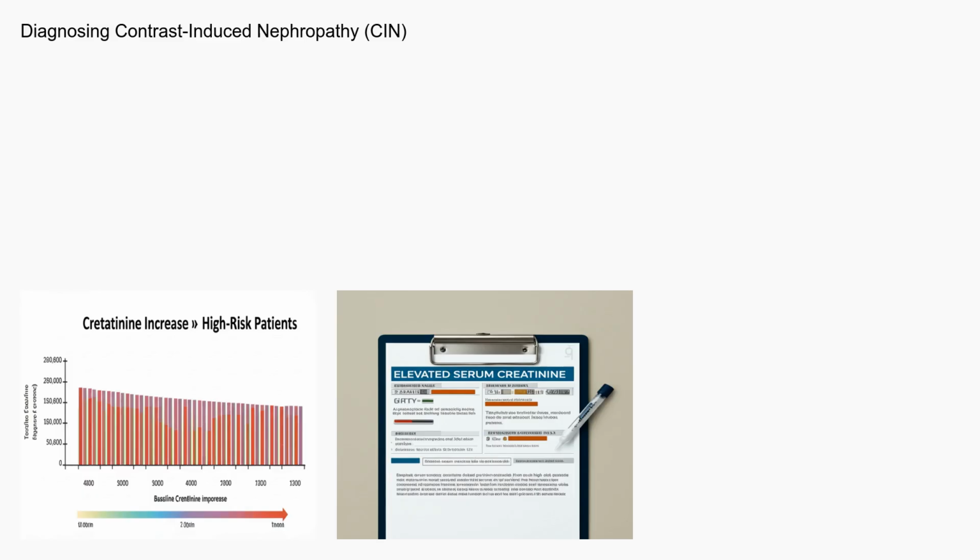Diagnosing contrast-induced nephropathy relies primarily on laboratory tests. The key diagnostic criterion is an increase in serum creatinine levels of 0.5 mg/dL or more, or a 25% or greater increase from baseline within 3 days of contrast exposure. Other tests, such as urine analysis and kidney function tests, can help to assess the severity of kidney injury and rule out other potential causes. Importantly, it is crucial to establish a baseline creatinine level before contrast administration, especially in high-risk patients.